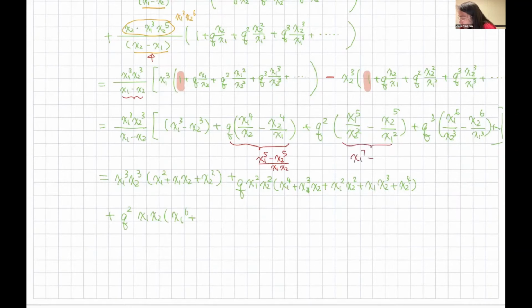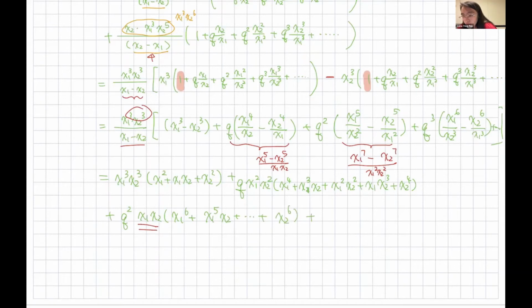x1^7, x2^7 over x1^2, x2^2, right? So this 3 to the square, then you have x1, x2, x1^7 minus x2^7 divided by x1, x2, you get x1 to the power 6, x1^5, x2 up to x2^6, right? And then, and so on and so forth, okay?